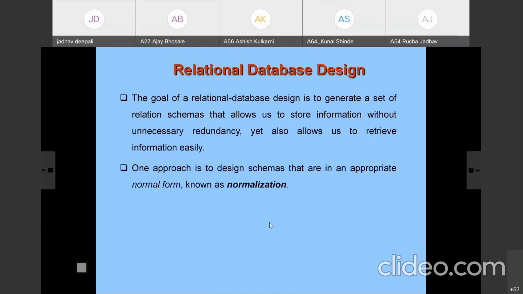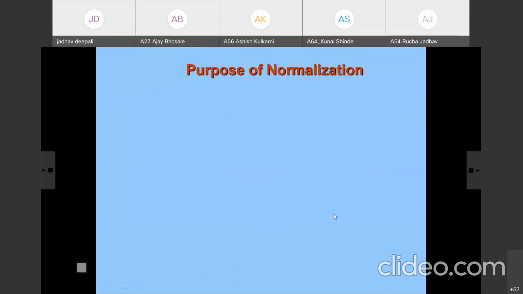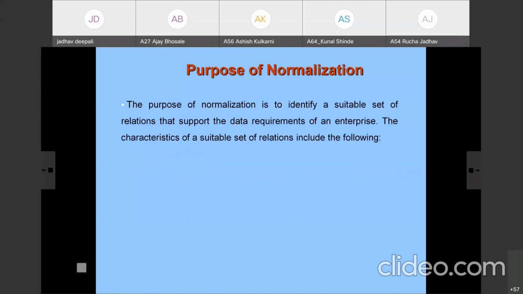One approach is to design schemas that are in appropriate normal form, which is known as normalization. It is nothing but the designing of a good database, or we call it a good database design concept, with the help of normalization. So the purpose of normalization is to identify a suitable set of relations that support the data requirement of the enterprise. Requirement analysis is always important everywhere.